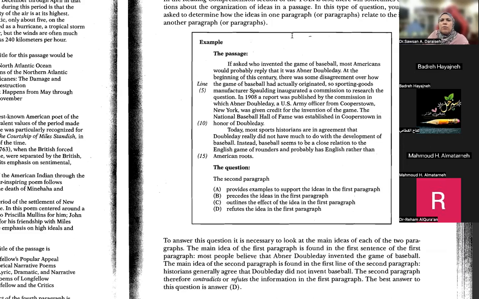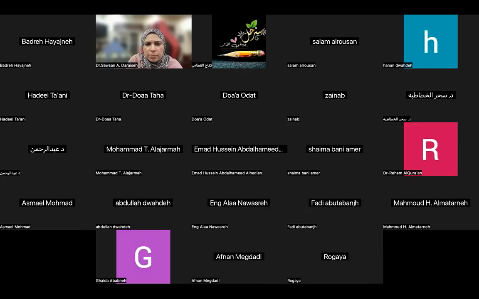If asked who invented the game of baseball, do you know anything about baseball? Do you know this game, baseball? Do you know the game baseball, guys? Do you know it? I think yes, it's about 6 players and a bat and a ball and running. Good job.